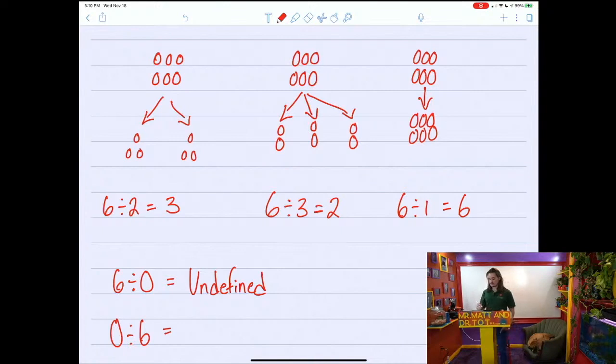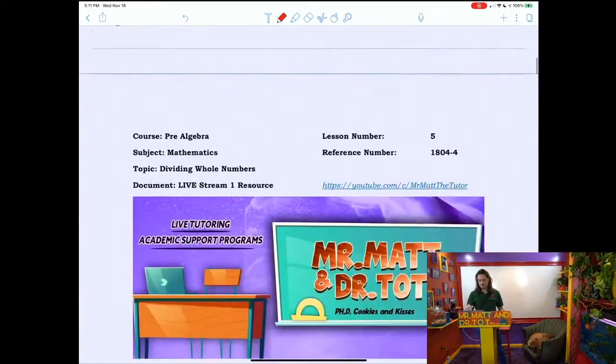However, 0 divided by 6 is 0 because we can take 0 number of items and divide them into equally sized groups. It's just that each of those groups would contain 0 themselves. So if I take 0 apples and divide them among my 6 friends, each of my 6 friends gets 0 apples, but I can actually divide them into equally sized groups. So, long story short, any number divided by 0 is undefined. 0 divided by any number is always 0. If you have any questions, then please let me know.